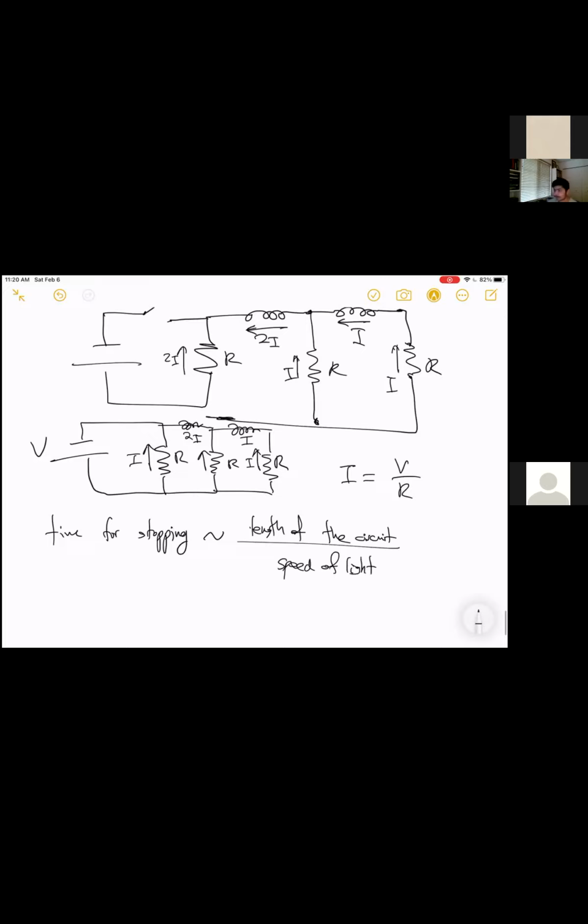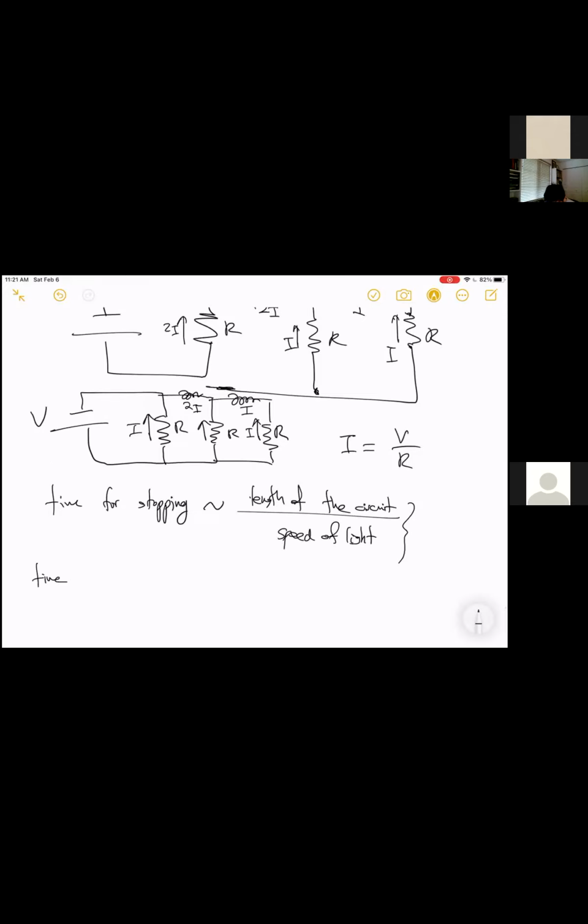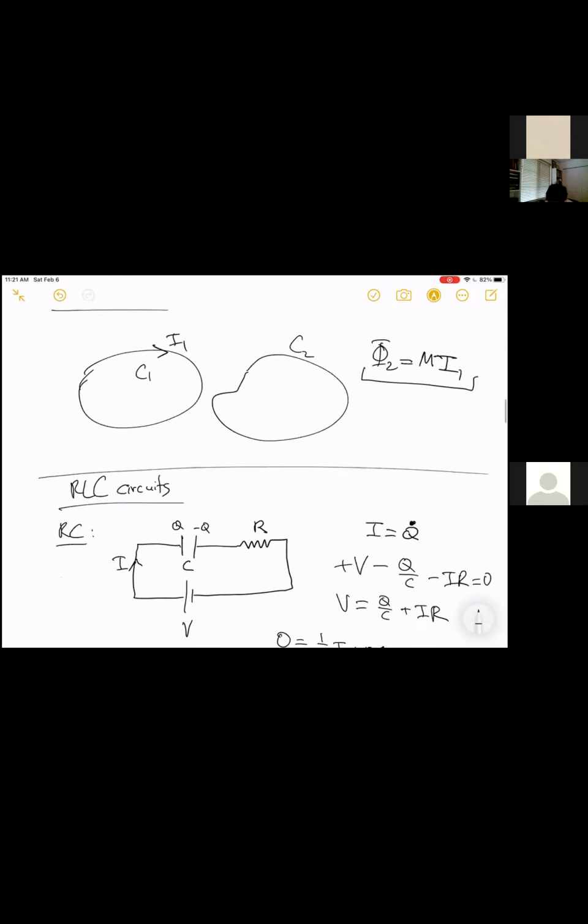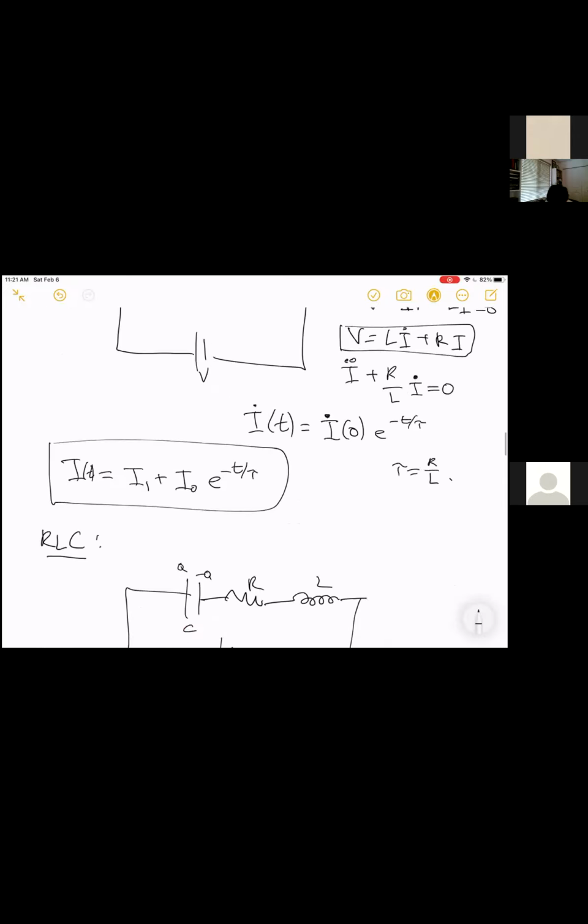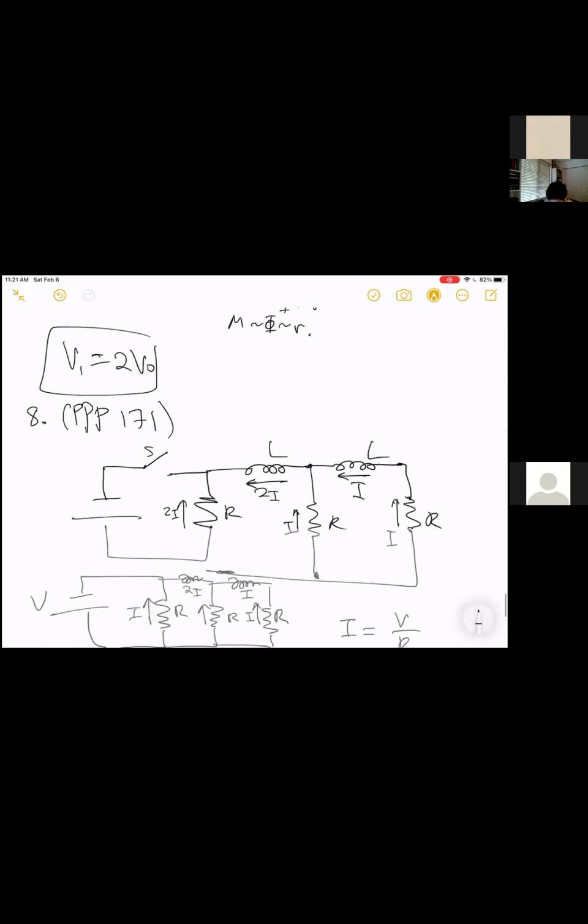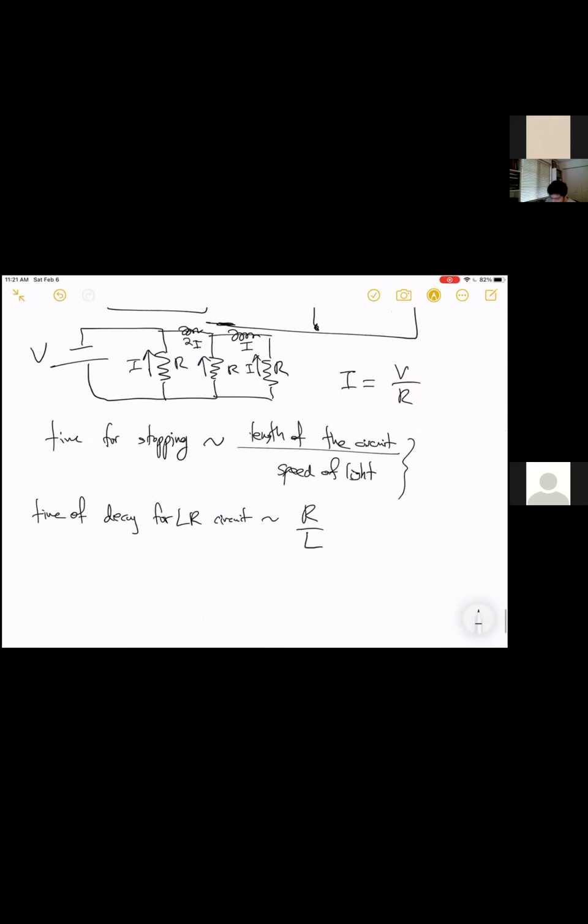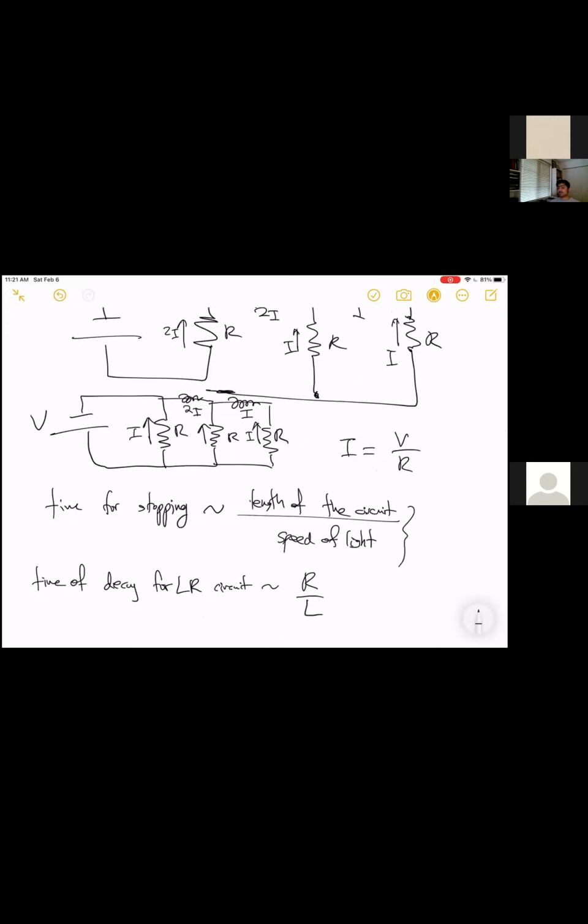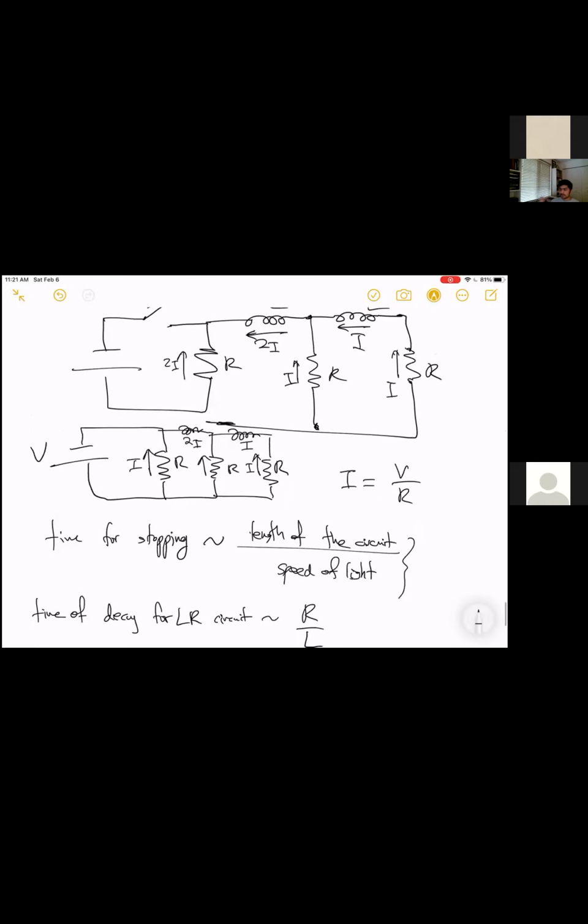This is because electrical information travels at the speed of light. So the time for stopping in a regular no-inductor circuit is the length of the circuit over the speed of light, which for all practical purposes is really, really small. But the time of decay for an LR circuit is the time constant, which we saw all the way at the top. The time constant for an LR circuit is R over L. And R over L is way, way bigger than the length of the circuit over the speed of light. So essentially, when you open the switch, the inductors will eventually decay all their current, but it'll take about R over L time.